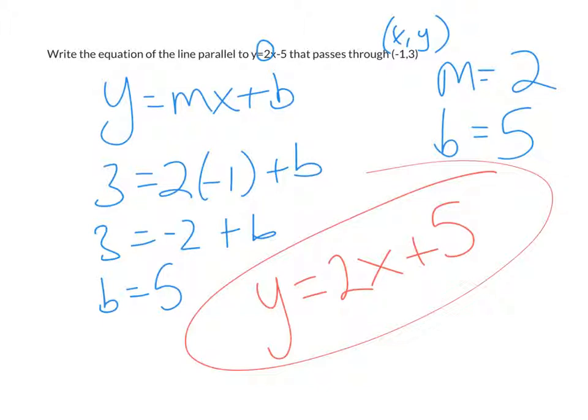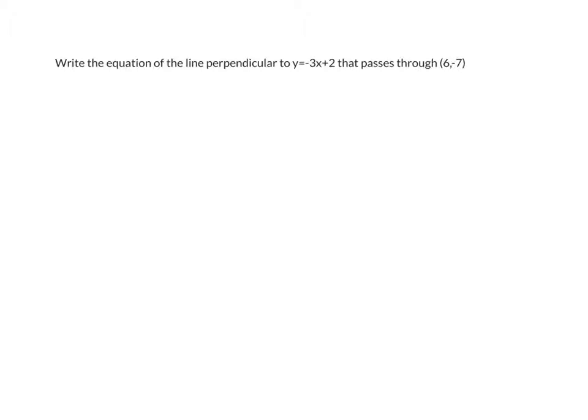I wonder what's next. So we're going to write the equation of the line perpendicular to y equals negative 3x plus 2 that passes through 6, negative 7. Again, I need my slope and my y-intercept. Well, my slope here is negative 3, so what's my perpendicular slope? I'll even put that there, my perpendicular slope. That would be positive 1/3, right? Change the sign and flip it. Positive 1/3. Cool. I don't know what b is, but I can figure it out.